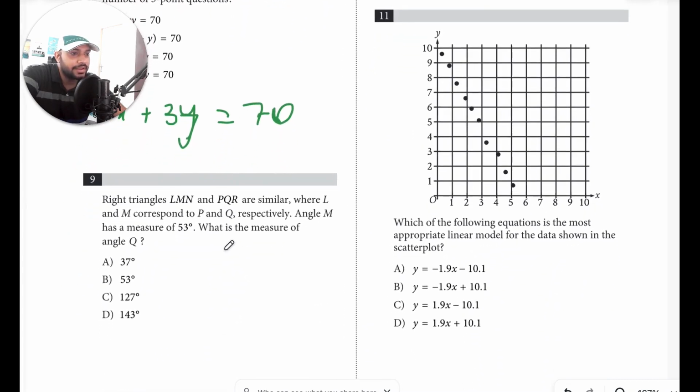Question 9. Right triangles LMN and PQR are similar, where L and M correspond to P and Q respectively. Angle M has a measure of 53. What is the measure of angle Q? When triangles are similar and you know the corresponding sides or vertices, LM corresponds to PQ, MN corresponds to QR, LN corresponds to PR. In that case, the angles will also correspond. So angle L, which is MLN or NLM, will be equal to angle P, which is QPR or RPQ. Similarly, angle M would be equal to angle Q. Angle M is given to be 53, so Q will again be 53.